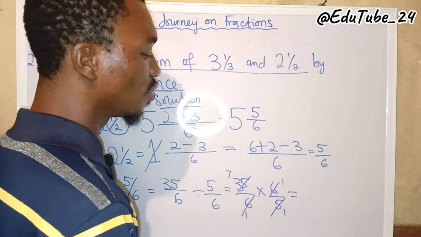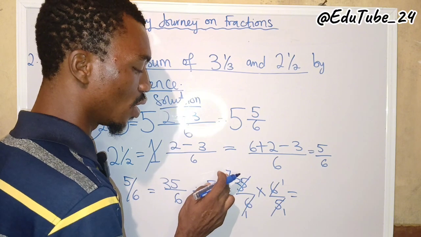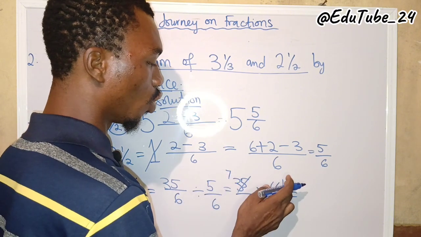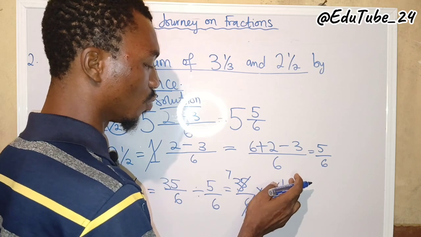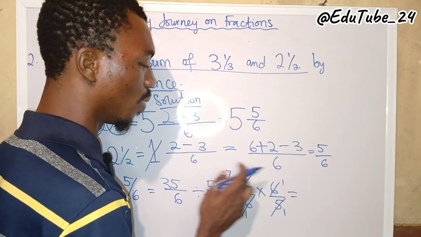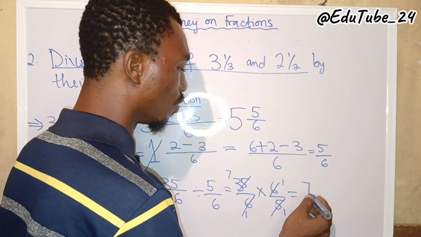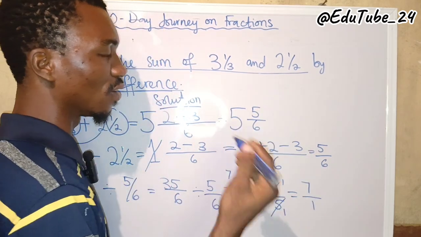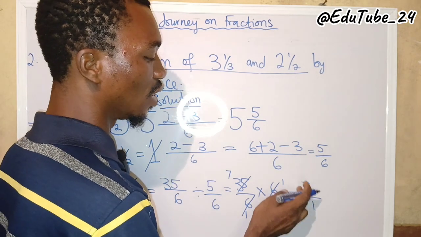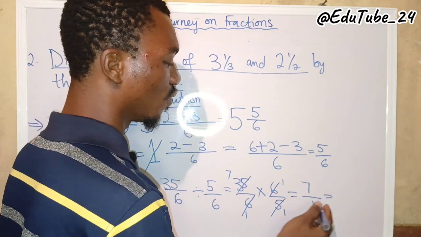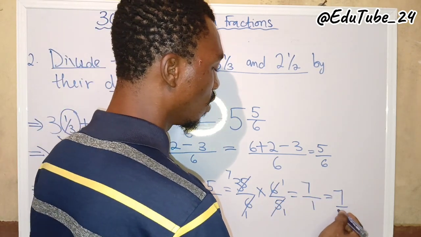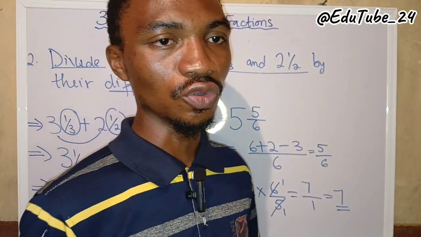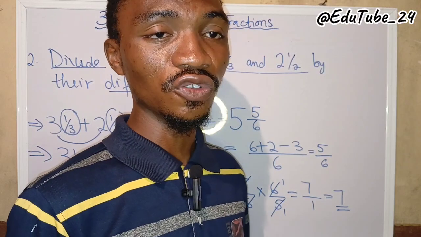Now without wasting time, 7 here is the numerator at the top on the left hand side of the expression, and then 1 up here is the numerator on the right hand side of the expression. What do we do with them? We simply multiply them. So 7 times 1 gives us 7 over, and 1 times 1 gives us 1. Like I said in example 1, any number divided by 1 gives you the same number. So 7 over 1 gives you the same thing as 7. And that is that about question number 2. So let's proceed on to question number 3.